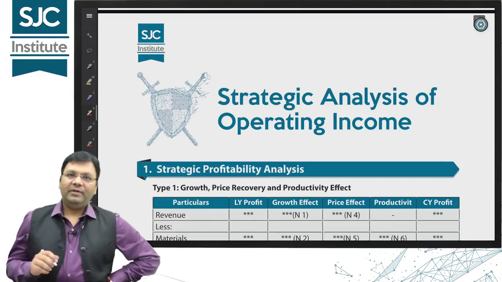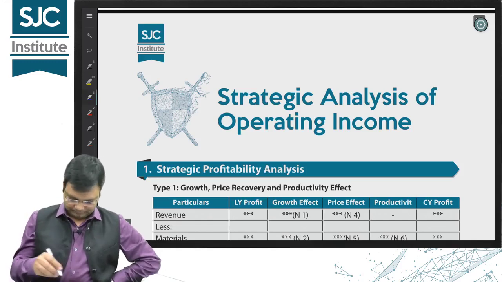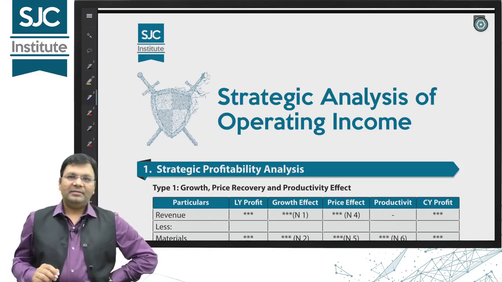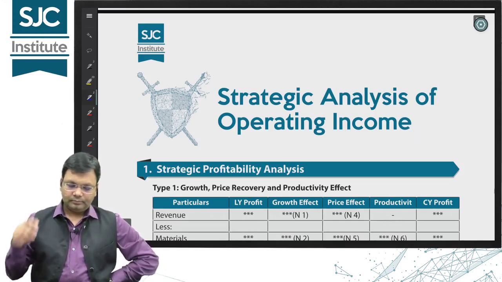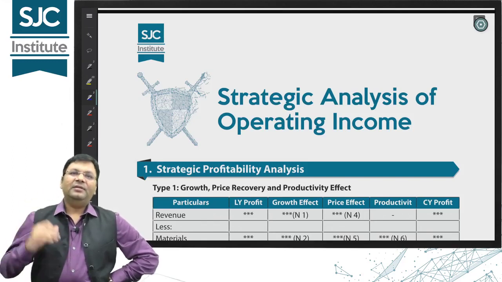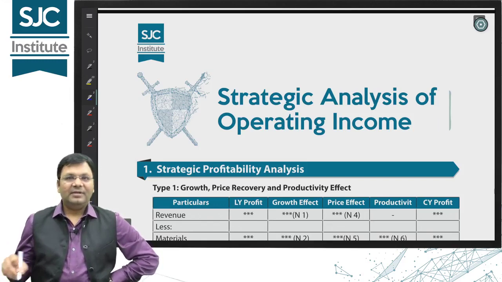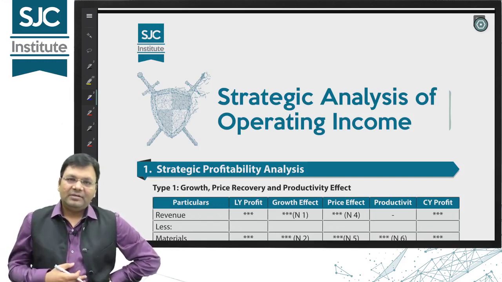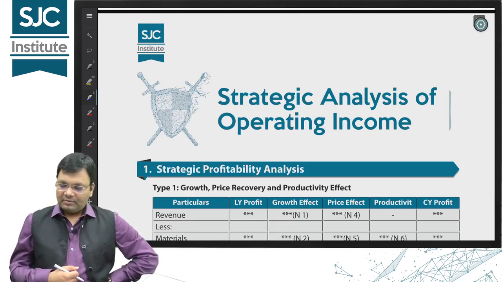Okay, so I'm starting a new chapter now: strategic analysis of operating income. If you have seen the ICMAT syllabus, they have this chapter, wherein they are giving us two chapters: activity based cost management and strategic analysis of operating income. I have completed one part, now I am coming to the second part.